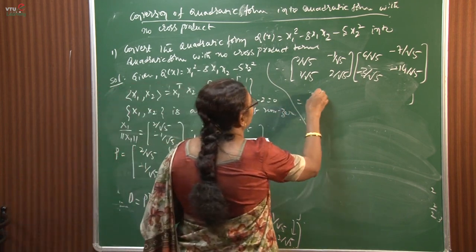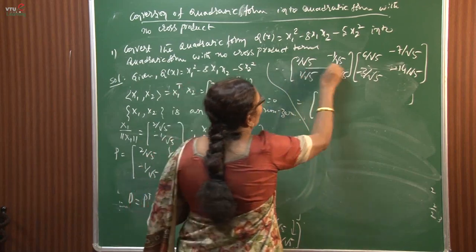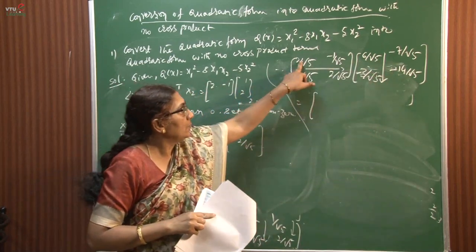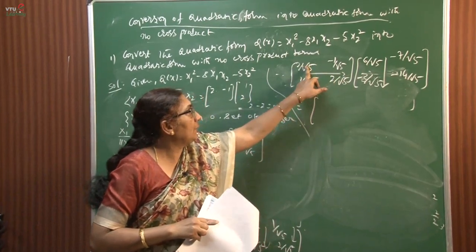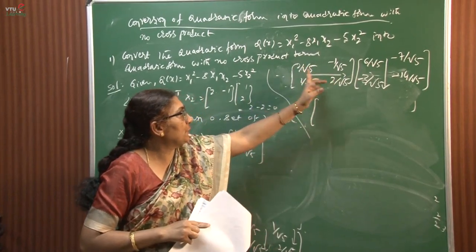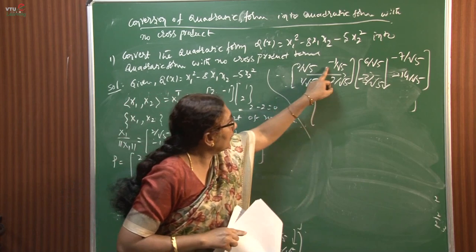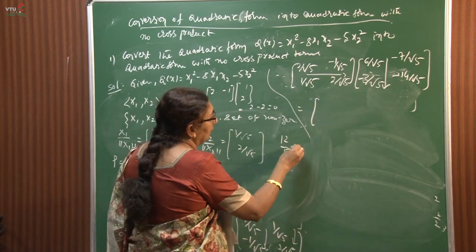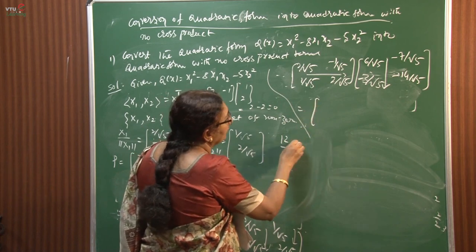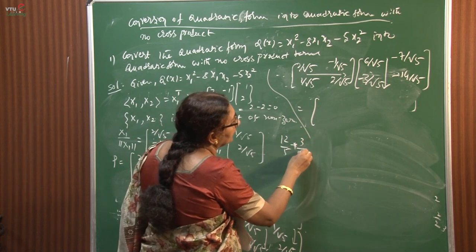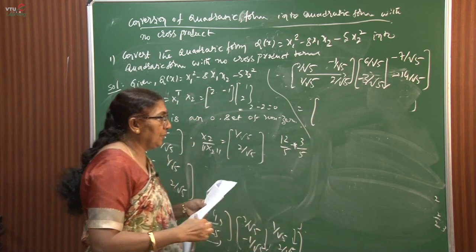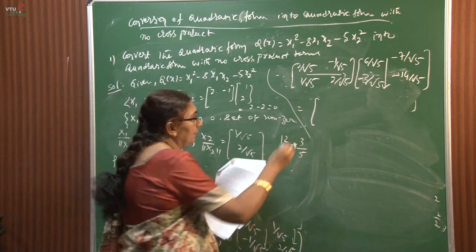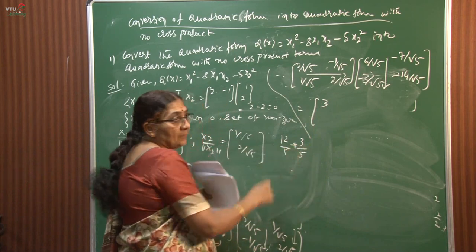Again, you multiply it. Once you multiply this, row into column, 2, 4, 6, 2s are 12 by 5, and also multiply 12 by 5, and also add the term 3 by 5. Now 15 by 5. What is 15 by 5? It is 3. 15 by 5 is 3.